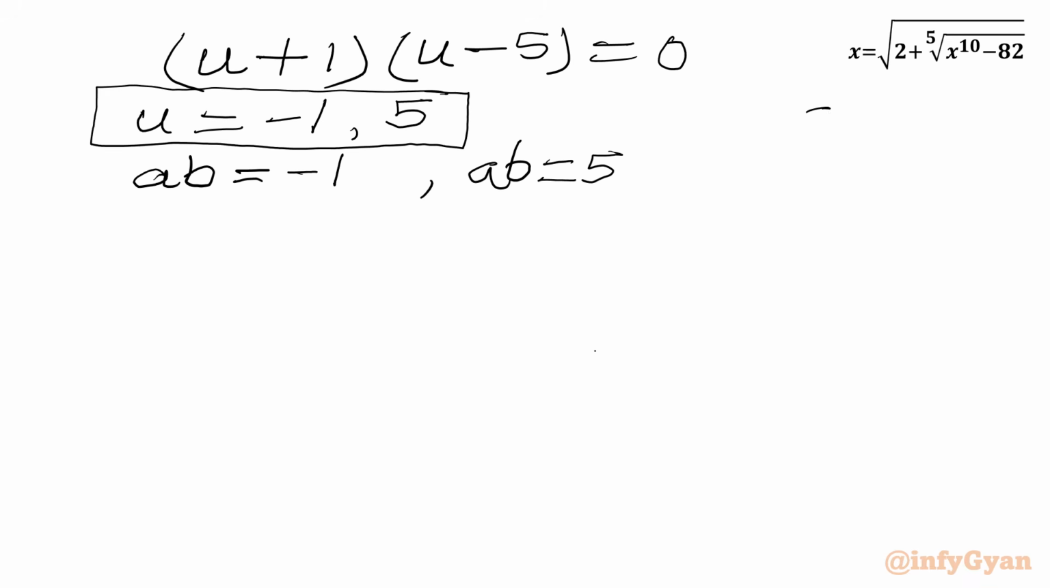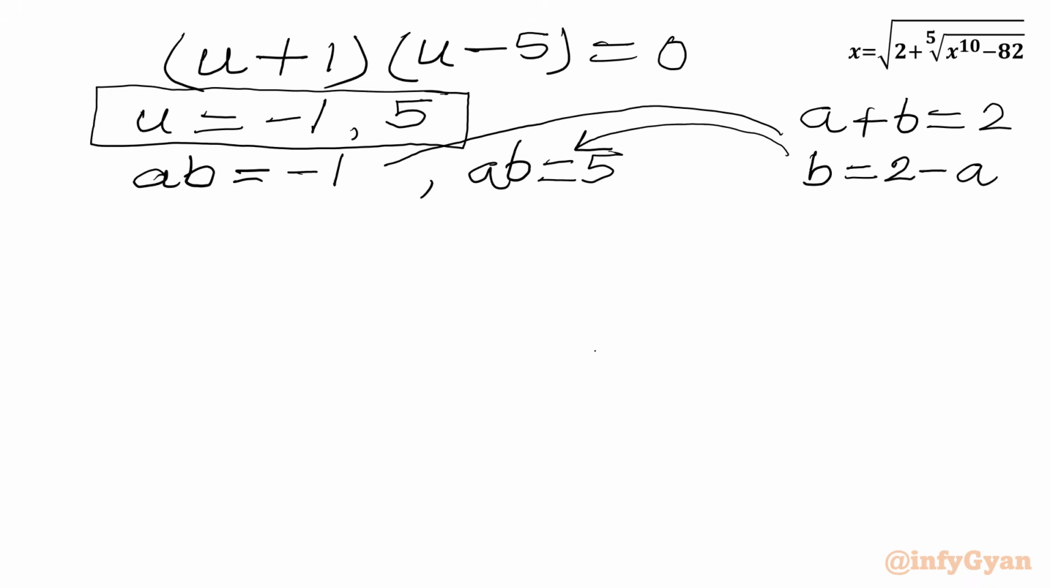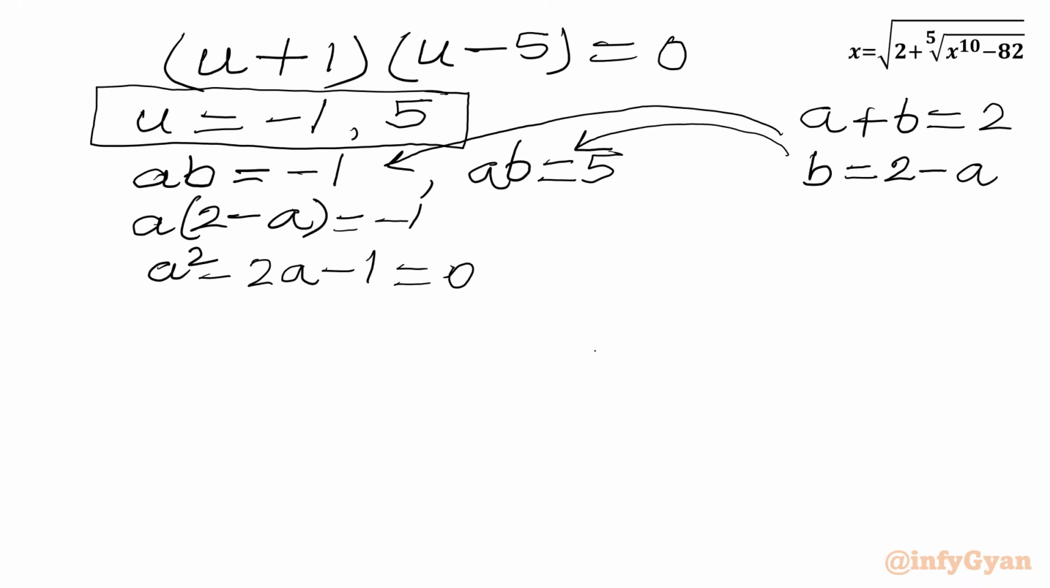Now we have equation 1 over here: a plus b equal to 2. From this equation, I will find b in terms of a. So b will be 2 minus a, which we are going to apply over here and here. We will get a times 2 minus a equal to minus 1. So we will write a square minus 2a minus 1 equal to 0.